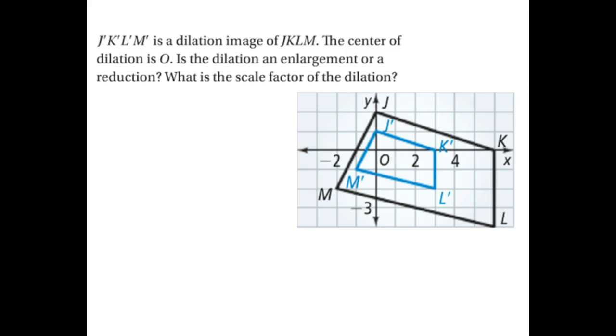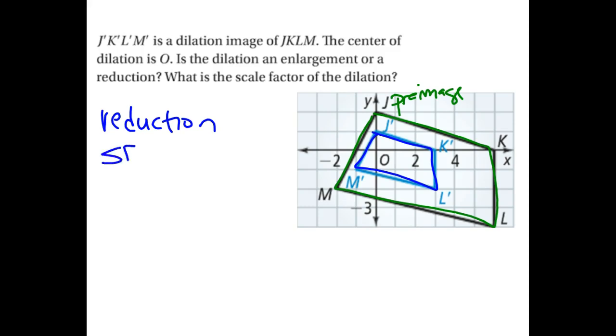So we're going to look once again for our pre-image, JKLM right here, the pre-image. You can see your image is smaller, that's located inside. Since it's smaller, that means this one is a reduction, which tells us our scale factor should be between 0 and 1 this time. Now, if I look at this one, it might be a little bit hard to actually measure some distances. Sometimes you can count some sides in the coordinate plane, or you can just count a distance from the origin. So I'm going to show you 2 ways to approach this problem.